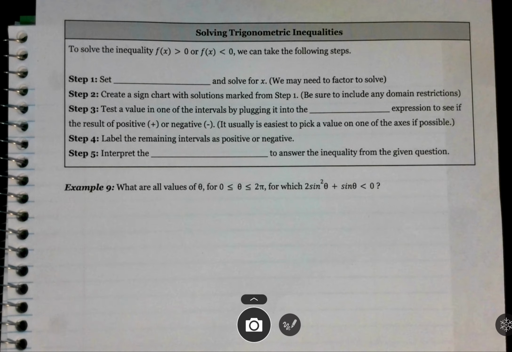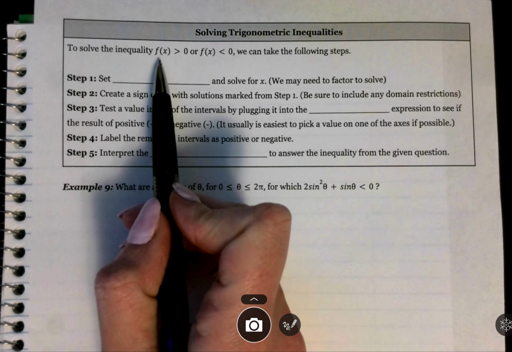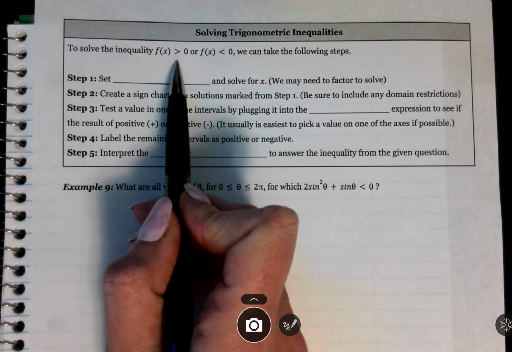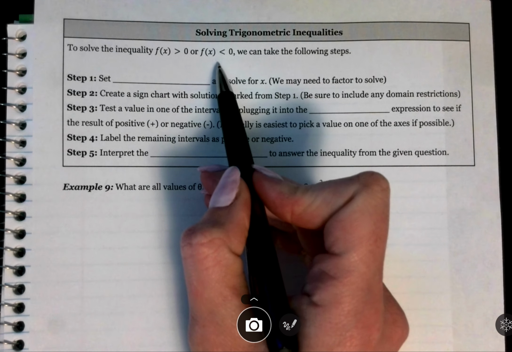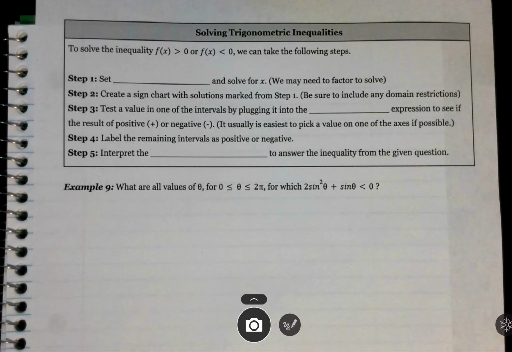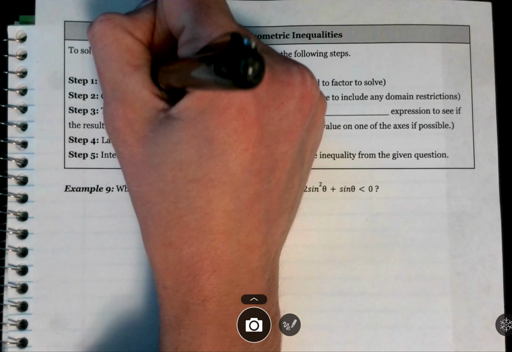All right, in this video, we're going to look at how to solve trigonometric inequalities. So we're looking at if we have an inequality where f of x, or our function, is greater than, or could be greater than or equal to 0, and then also when it's less than, or could be less than or equal to 0. So first we want to set our function equal to 0.